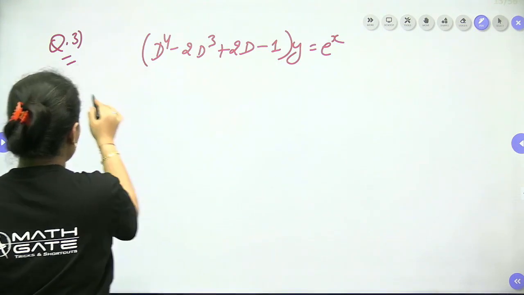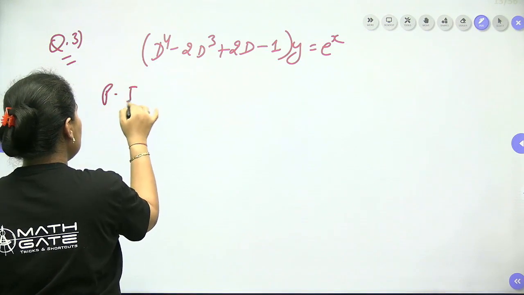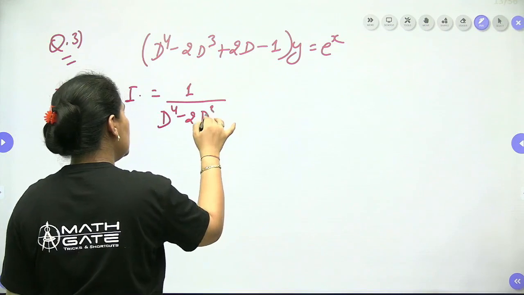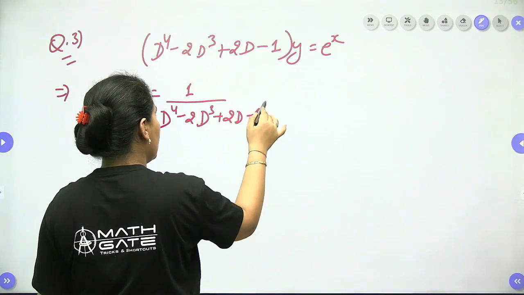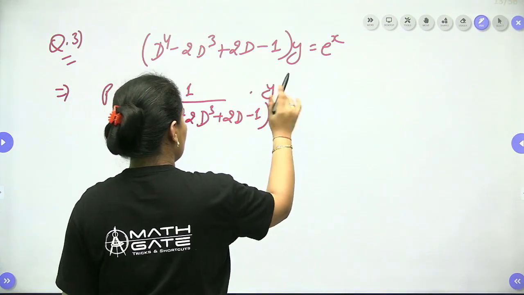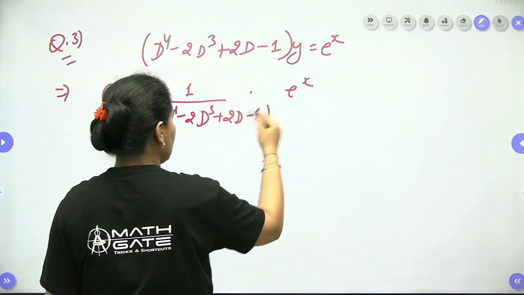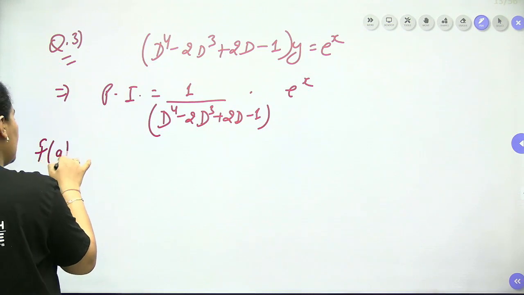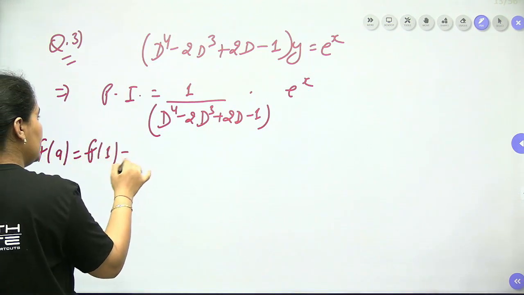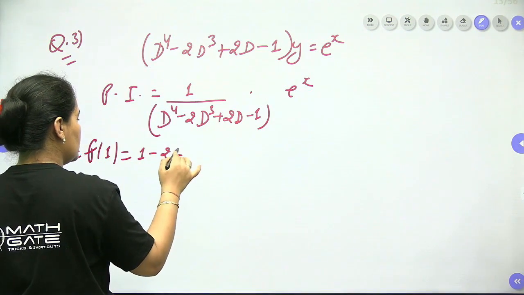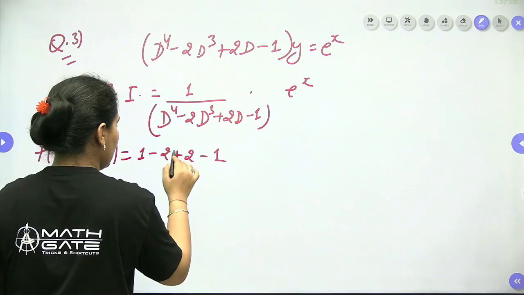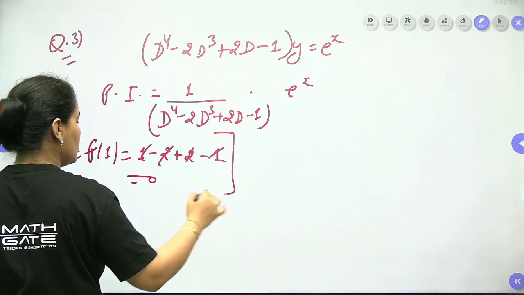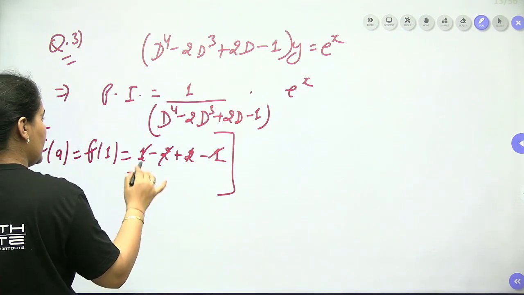So when we approach it, the PI will be 1/(D⁴ - 2D³ + 2D - 1) into e^x. When we approach here, f(a) is equal to f(1). It will be 1 minus 2 plus 2 minus 1, so it will be 0 only. Yes, exactly. So we are getting 0, which means we have to differentiate this one.